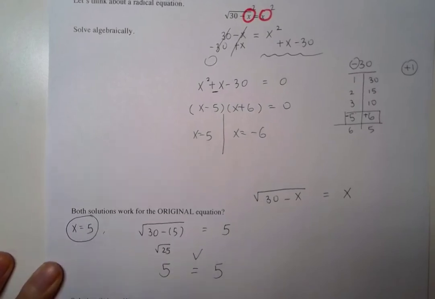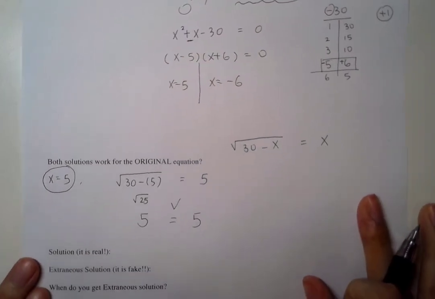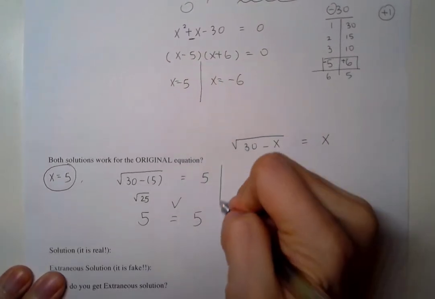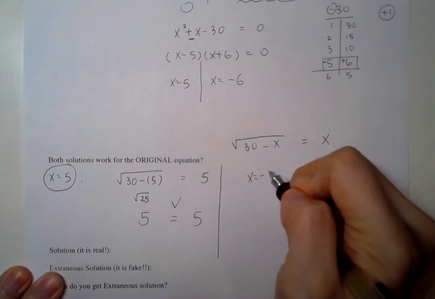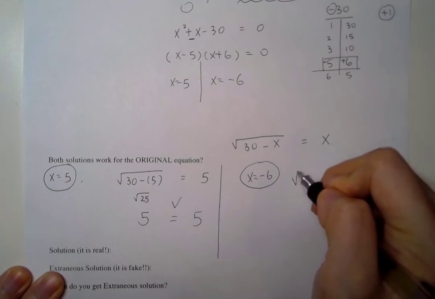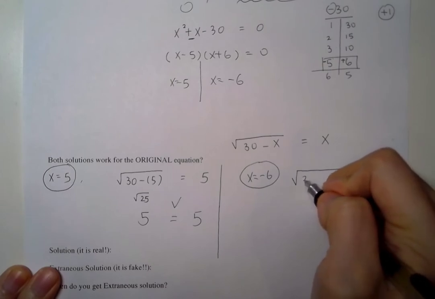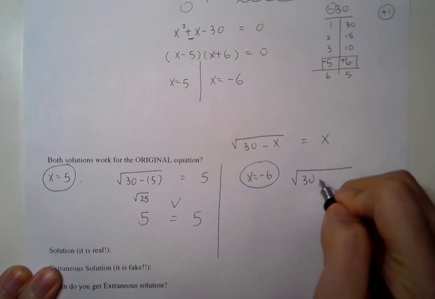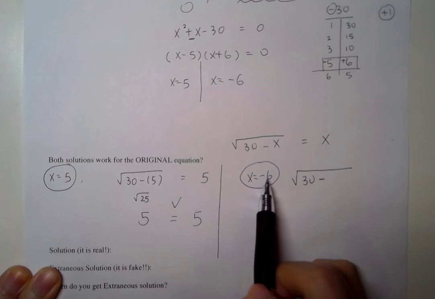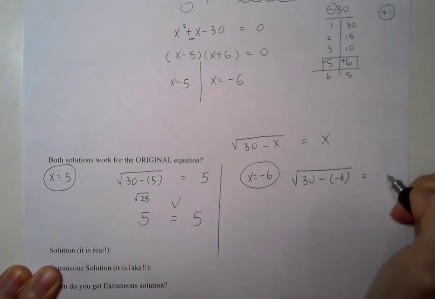And then let's check the other number, negative 6. All right, let's try negative 6. When x is negative 6, I will substitute negative 6 into x. So 30 right here, and you have minus, and this x is negative 6. So you put negative 6 for x, and you have negative 6, right?